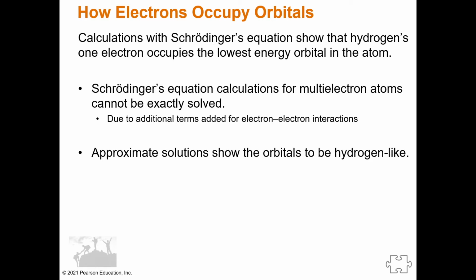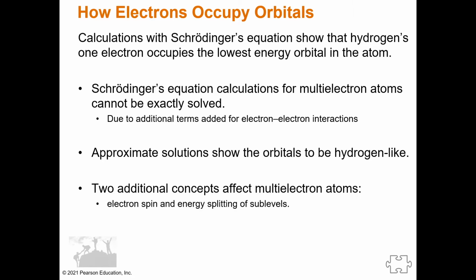We know that n, l, and ml come from the Schrödinger equation, but that only works with hydrogen. What happens when we look at helium, lithium, and other elements that have more than one electron? There's going to be electron-electron interactions, so there's more variables there. And because of those interactions, we're going to see something called electron spin, and we're also going to see the splitting of sublevels.